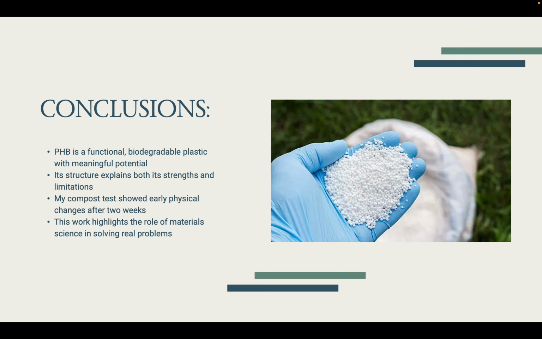This project reminded me that material science is not just about how things are made. It's also about how they behave, how they break down, and how we can design better materials for a more sustainable future. Thank you.